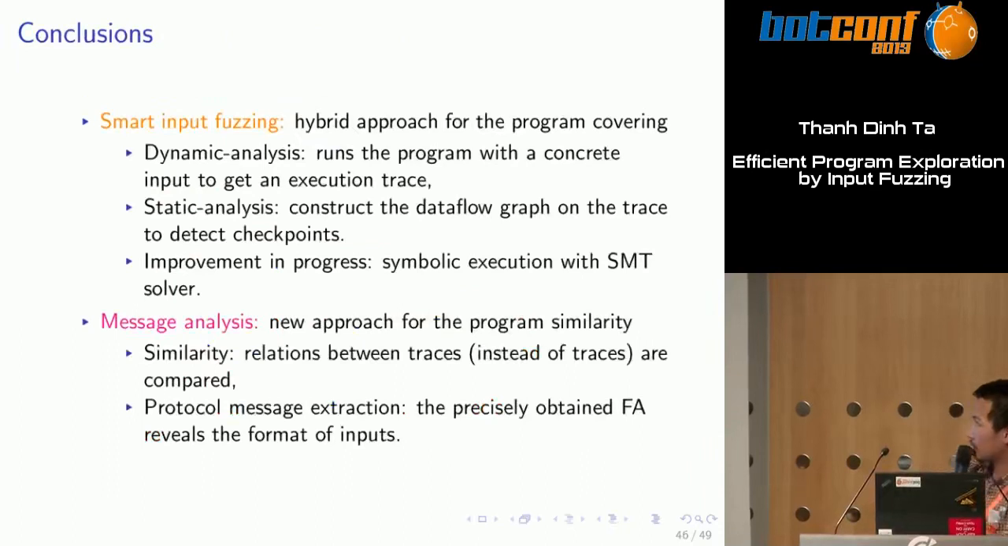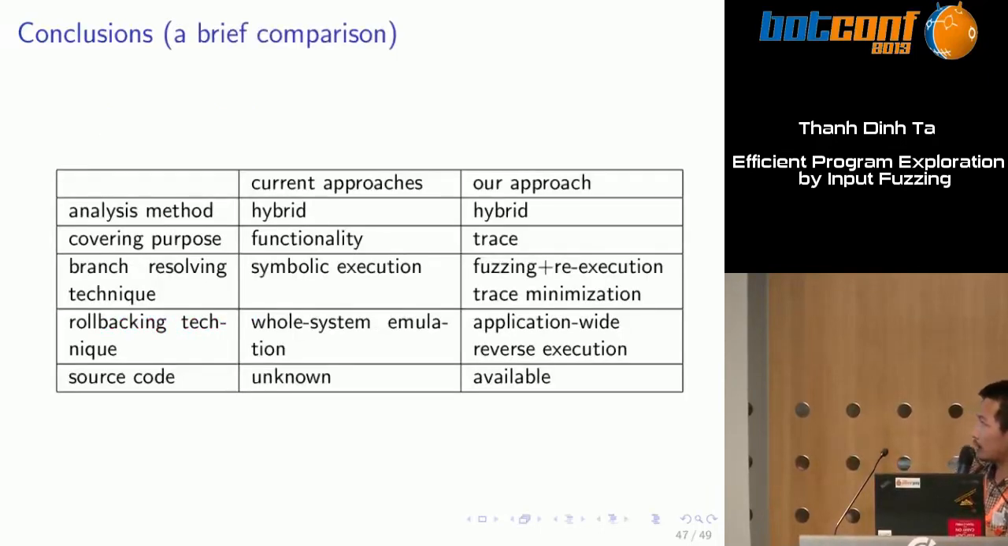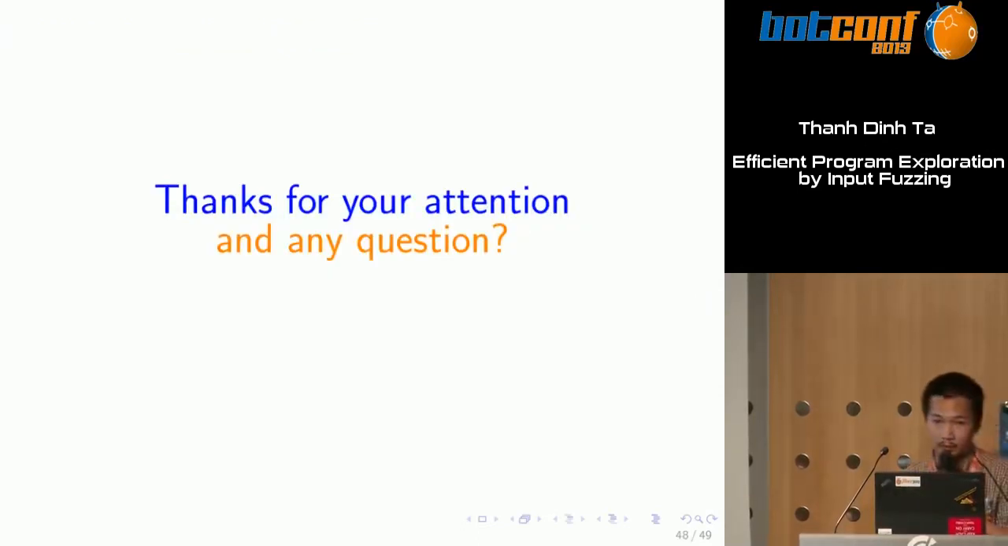For the conclusion, the first is smart input fuzzing, which uses both dynamic and static analysis. We have some improvements in progress. In the hash case we can use symbolic execution with the help of an SMT solver. For the second, we propose a new approach in malware detection. And to finish, I give a brief comparison between our approach and the current approach. And thanks for your attention.